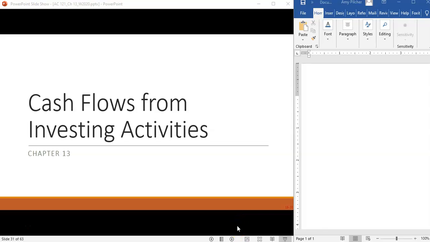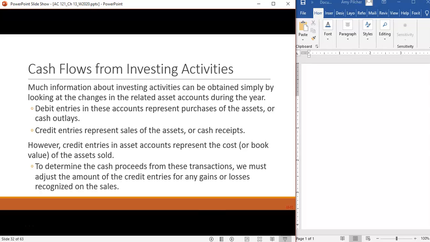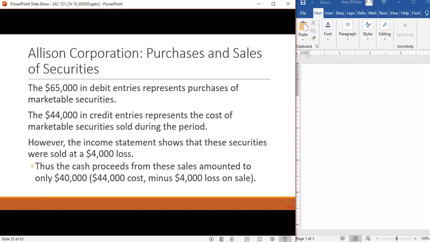Now we're going to move on to the cash flows from investing activities section. A lot of the investing activities, we can just look at changes in our related asset accounts. Remember, the investing activities section is long-term assets. We might also have some information on our income statement about any gains or losses that we had in the sale of assets. We have this information about our purchases and our sales.